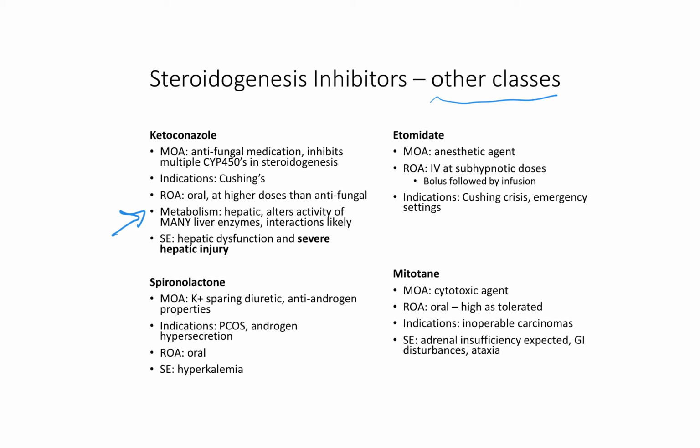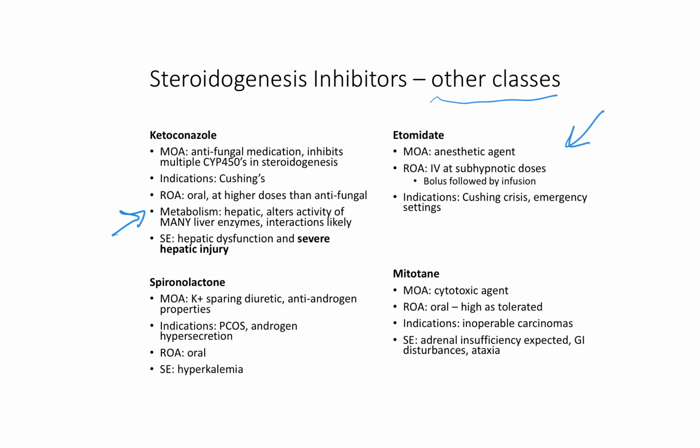So you make sure you check the liver, check it before, check it during, check it often. Some other things that are useful: etomidate, you might have seen on that treatment flow chart for Cushing's disorder. Etomidate's actually an anesthetic, so when you give it, it's a hypnotic. You can put people under in twilight sleep.